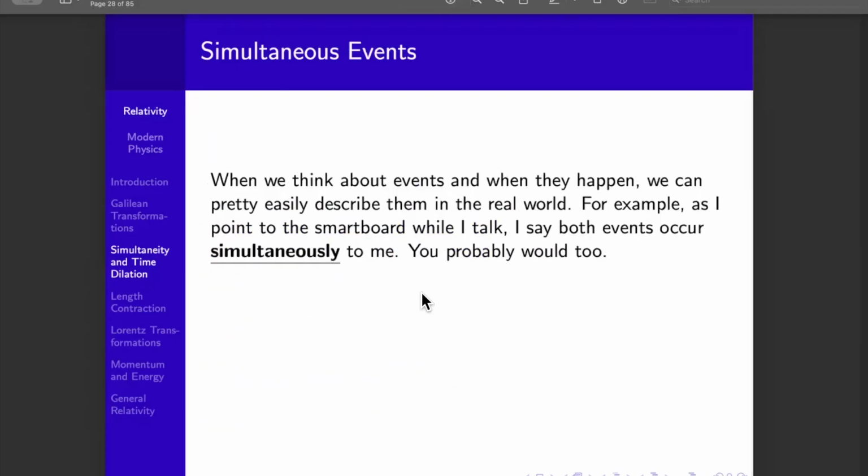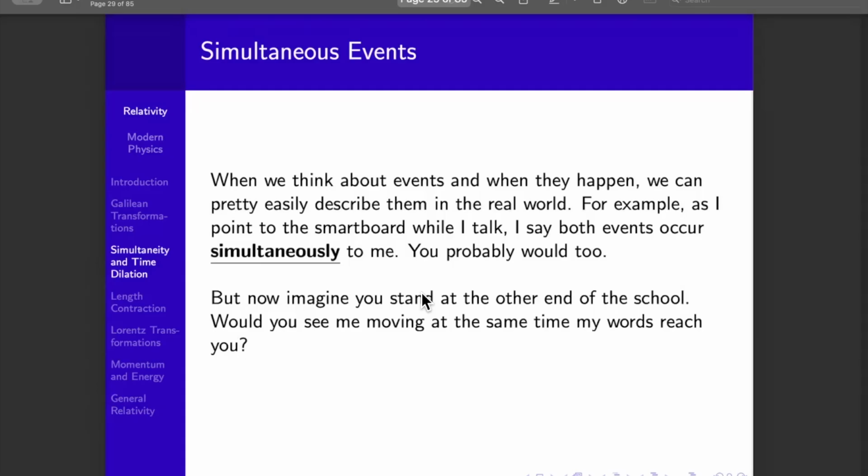Typically, if you and your friend are together, or even really close to each other, then when two things that you witness happen at the same time, your friend will probably agree with you. An example that I typically use is if I'm pointing at the board while I'm talking. If you're sitting in a classroom and I'm in that same classroom and you're observing me, you would probably say that I'm pointing to the board while I'm talking. Therefore, both of those events occur simultaneously. Obviously, I'm the one doing the pointing and talking, so I would also say that they occur at the same time to me.